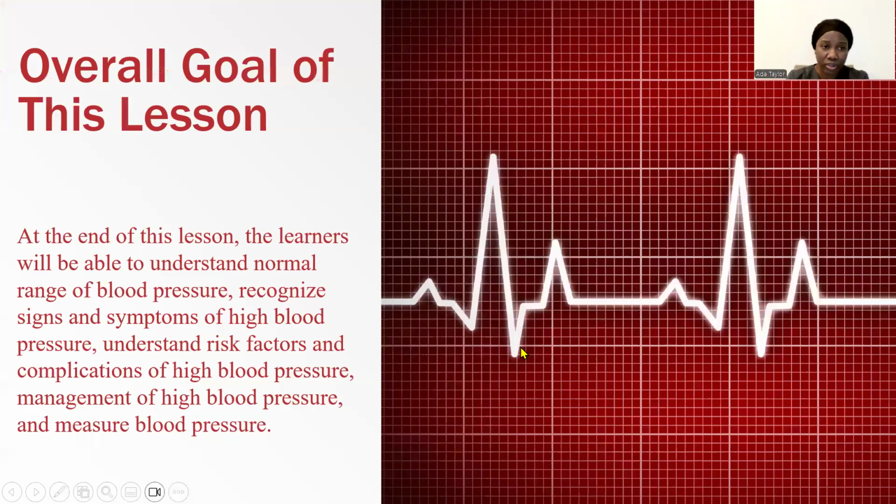The overall goal of this lesson is that at the end of this lesson, the learners will be able to understand normal range of blood pressure, recognize signs and symptoms of high blood pressure, understand risk factors and complications of high blood pressure, manage high blood pressure, and measure their blood pressure.